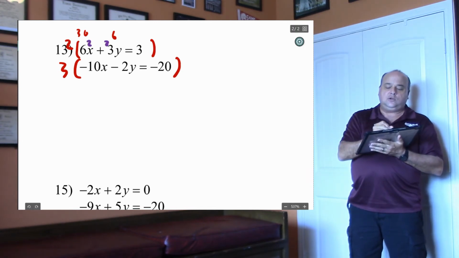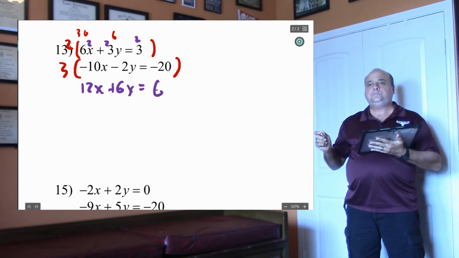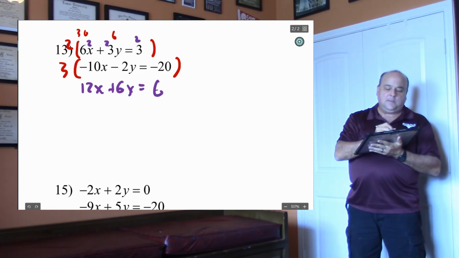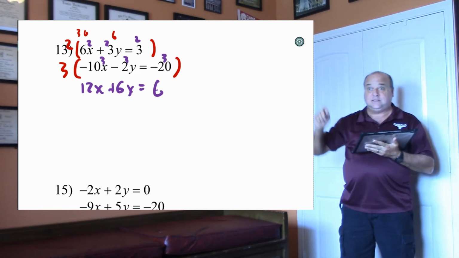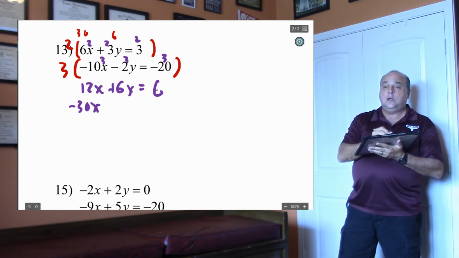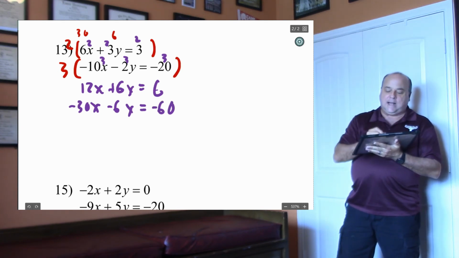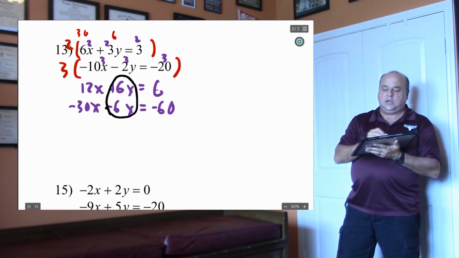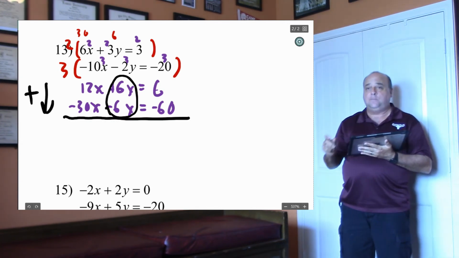So I'm going to distribute 2, and I'm going to get 12x plus 6y equals 6. Now then I'm going to go down to the bottom and distribute 3. It's a little bit easier when you don't distribute a negative because the signs won't change. 3 times negative 10 is negative 30x. 3 times negative 2 is a negative 6y equals negative 60. Now then, are my y's opposites? Once you get the y's opposites or x's opposites, draw a bar and add and go straight down.